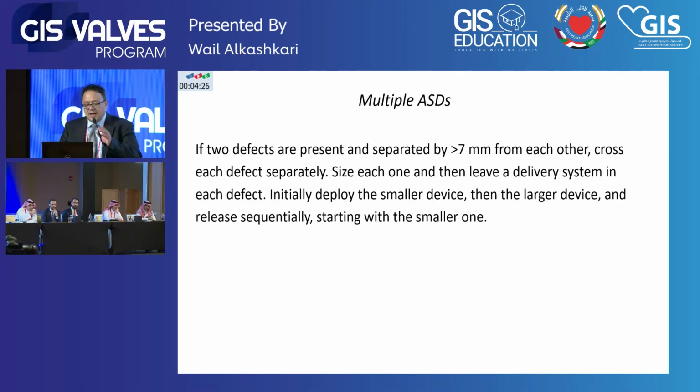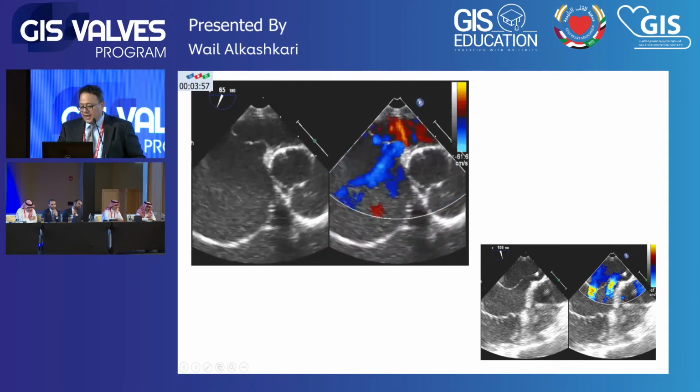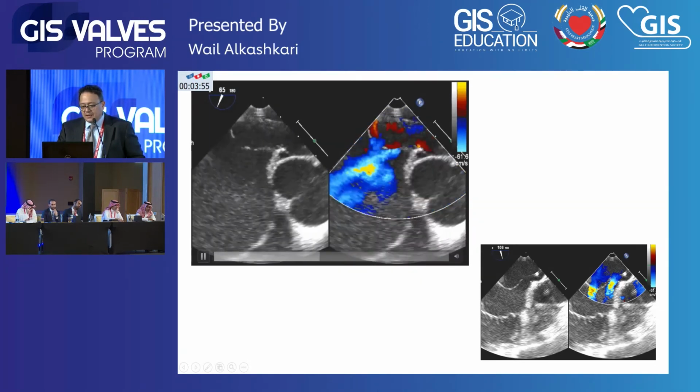Multiple ASDs. It's one of the complex ASDs. If there is a 7 millimeter difference between the two defects, you can put two devices. You cross each one and then you start to deploy, size each one separately, start to deploy the small one, then deploy the larger one. So the larger one will sandwich the small one. So this is an example here, two defects, one anterior, one in the middle, a lot of flow.